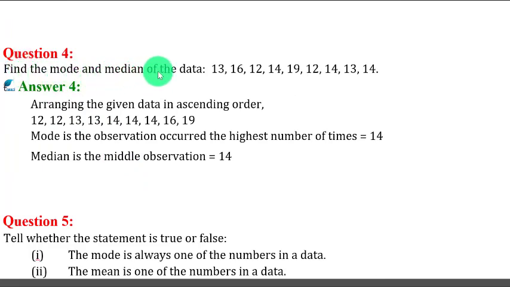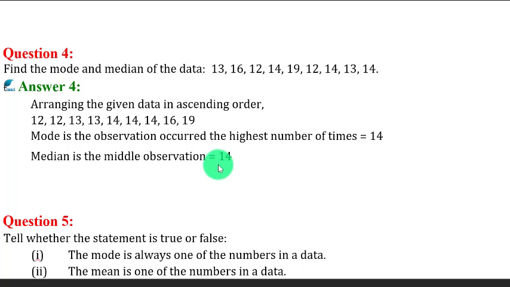Find the mode and median of the data, which are given: 13, 16, 12, 14, 19, 12, 14, 13 and 14. So we arrange the given data in ascending order: 12, 12, 13, 13, 14, 14, 14, 16 and 19. So here mode is the observation that occurred the highest number of times, which is 14 here. 14 occurred 3 times compared to others. This is the mode.